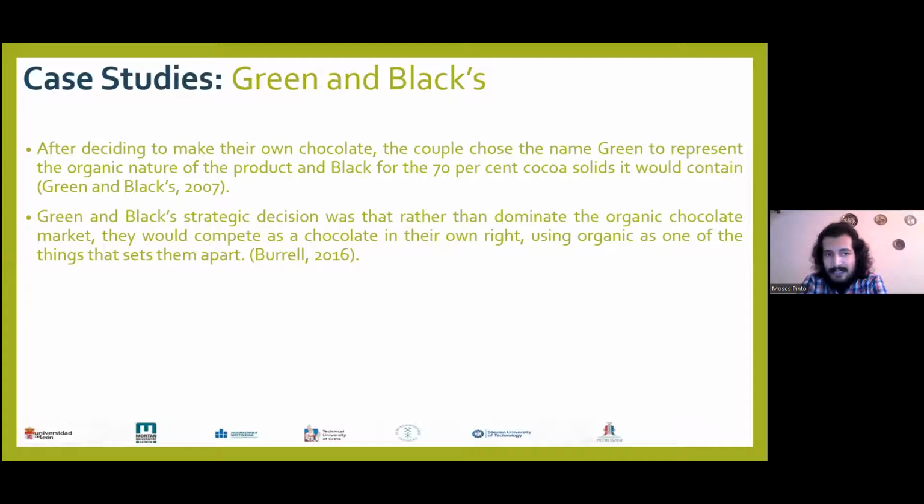Green and Black's strategic decision was that rather than dominate the organic chocolate market, they would compete in the market as a chocolate in their own right, using organic as only one of the things which set them apart. So these are just a few examples, but there are many more, and you can always look for them to inspire you and your next disruptive venture.